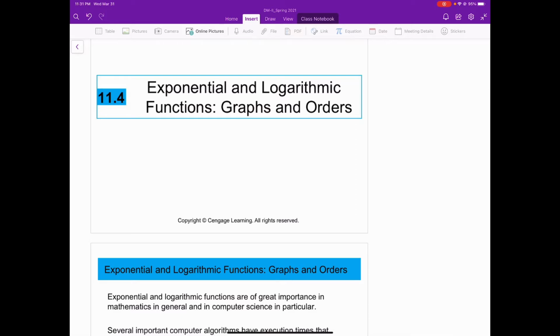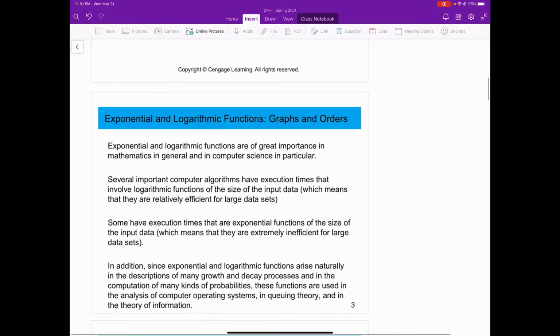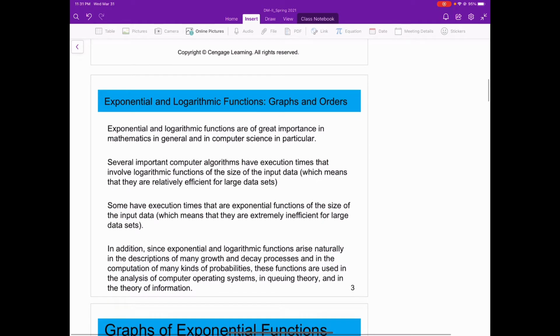I split this section into two parts. So today I'm going to teach the first part of the section. This section is an easy section. This section covers logarithmic functions that everybody knows. Let me read this. Exponential and logarithmic functions, graphs and orders.